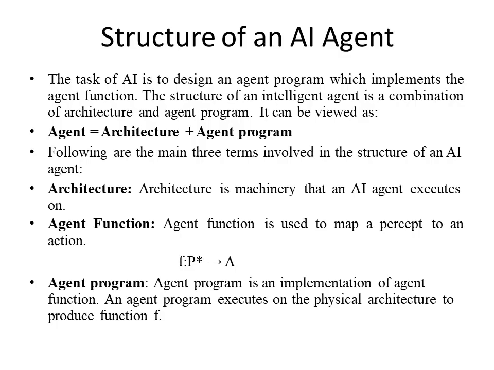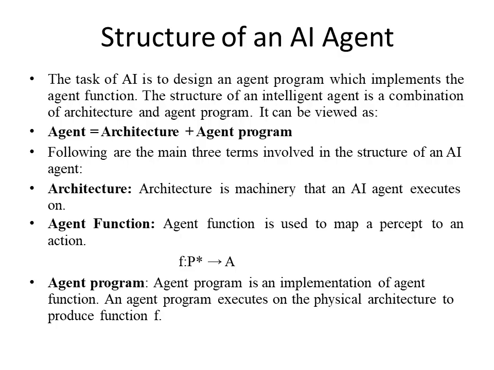The structure of an intelligent agent is a combination of architecture as well as the agent program. So here, agent equals architecture plus agent program. There are three main terms which we have to use for the structure of an AI agent.